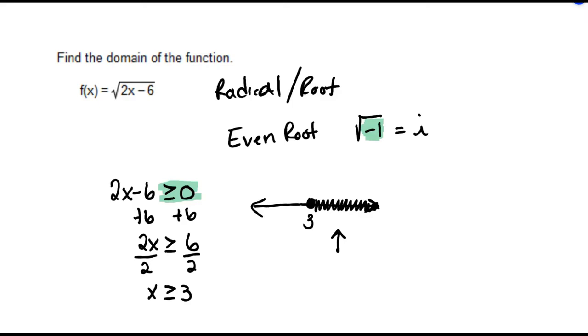And the interval notation starts at that value of 3 and goes to infinity. We're going to use a bracket on 3 to indicate that 3 is included in the domain, and a parenthesis on infinity. Infinity is a concept that the numbers continue on forever. It's not a number itself, and so we never use a bracket on infinity. So the domain of f of x equals square root 2x minus 6 is 3 to infinity with 3 included.